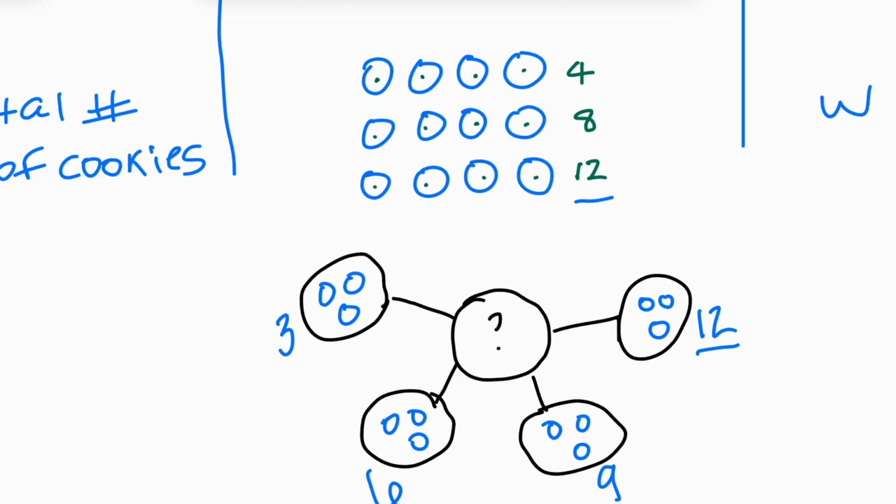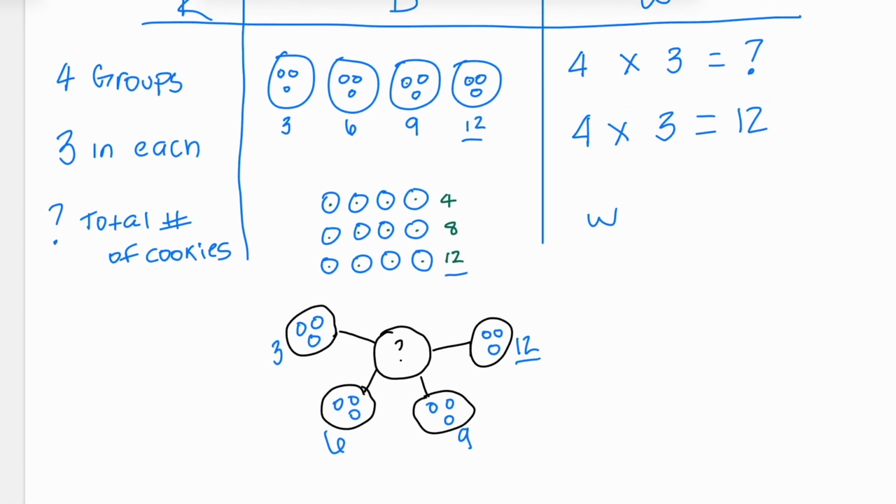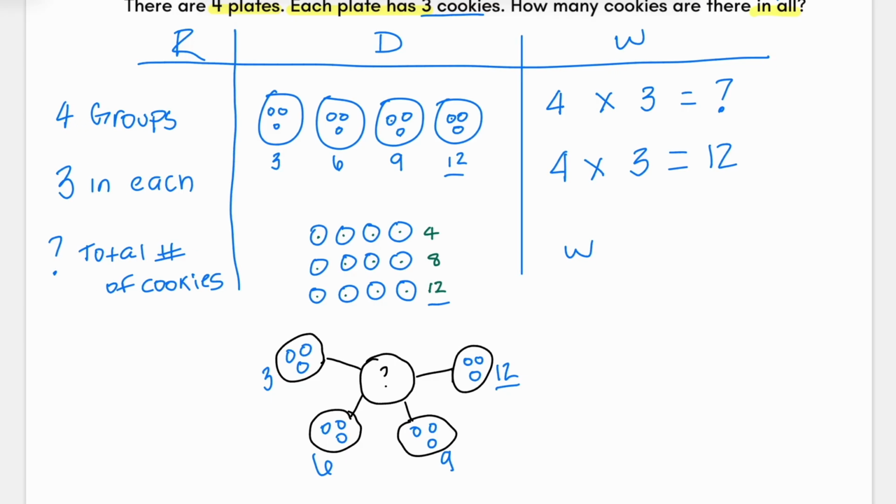Notice we got the same answer each time we represented this. So now I can officially fill in my equation. This will be 4 times 3 equals 12. Okay, so to finish my problem, I'm going to go ahead and finish the question. It says, how many cookies are there in all? My answer will be, there are 12 cookies in all.